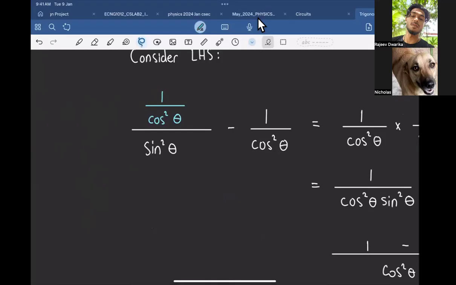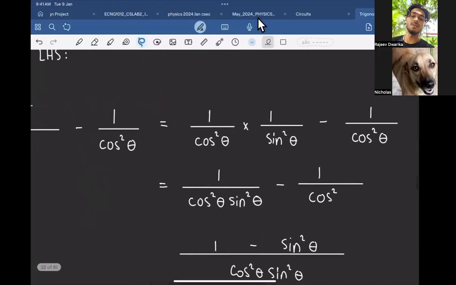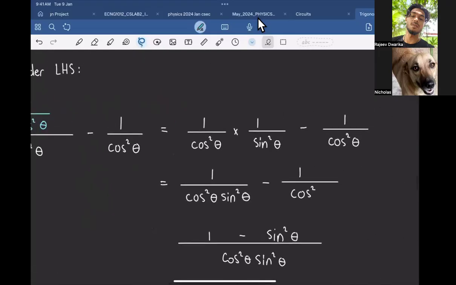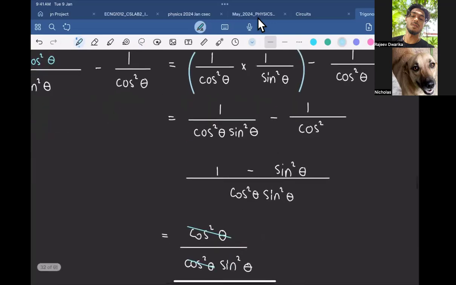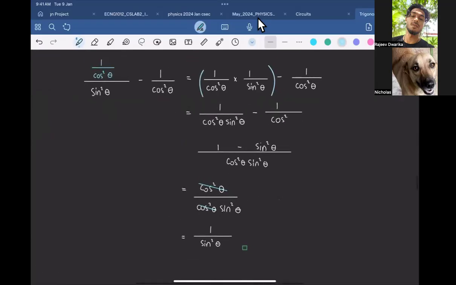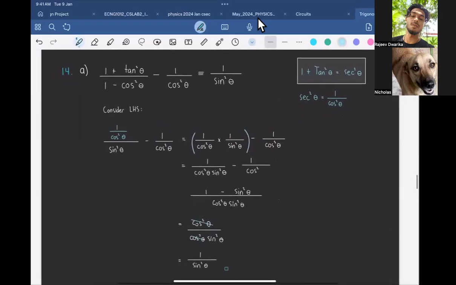You understand? So I can write that as 1 over cos squared theta multiplied by 1 over sine squared theta. Again, I'm going to put brackets. So you're going to put 1 over cos squared theta sine squared theta minus 1 over cos squared theta. You find your LCM, and you get your answer. That's pretty much it. You understand? So much easier. So you can copy down this method too.